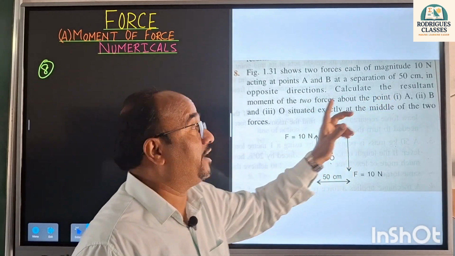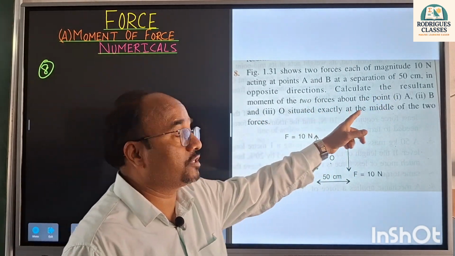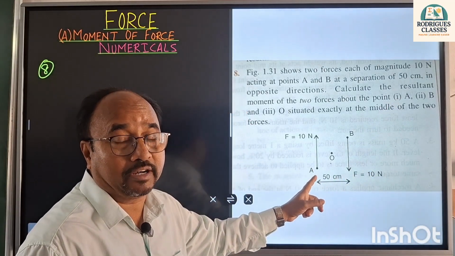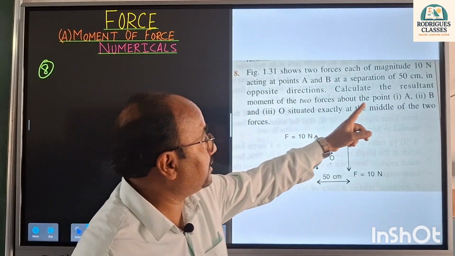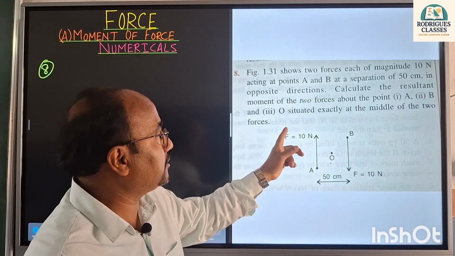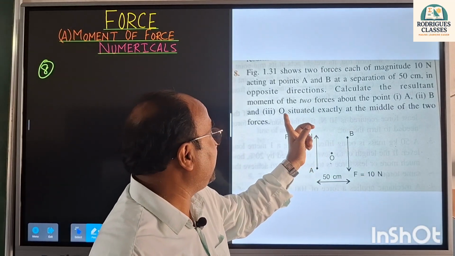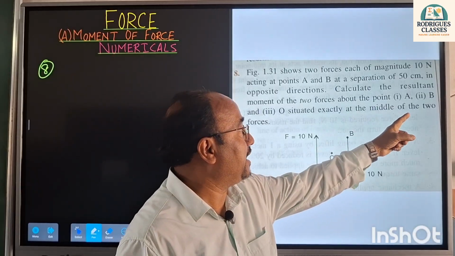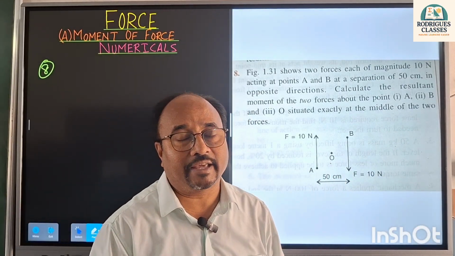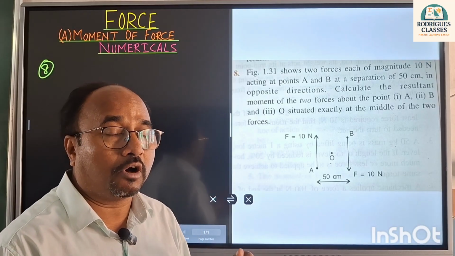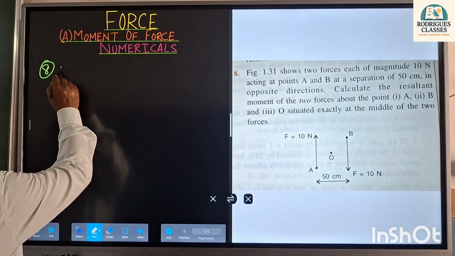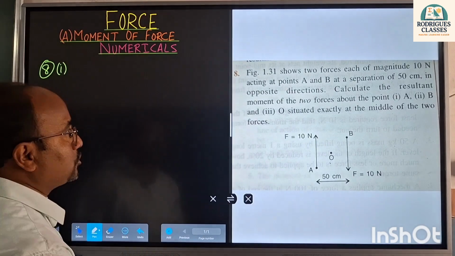We have to calculate the resultant moment of the two forces about the point. Number one is A, which means the pivot point is point A. The second one is point B, then the pivot point is point B. And in the third one, the point is O, situated exactly at the middle of the two forces. So how do we calculate the resultant moment of force? Let us take it one at a time, going with the first one.